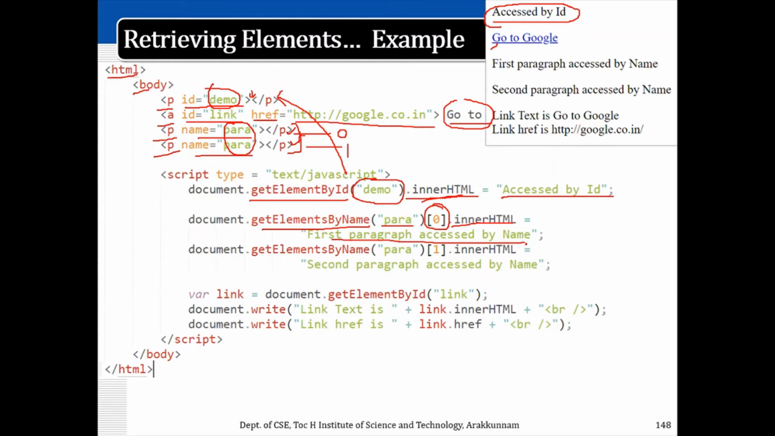That is why I am accessing it like an array with index 0 dot innerHTML. First paragraph access by name. I am giving an inner HTML here. So you can see here "first paragraph access by name". Before that I already have an element, that's why it is displayed over here. We will come to that. Secondly, getElementsByName para of 1. This will be accessing the second p tag and its "second paragraph accessed by name". That is displayed over here.